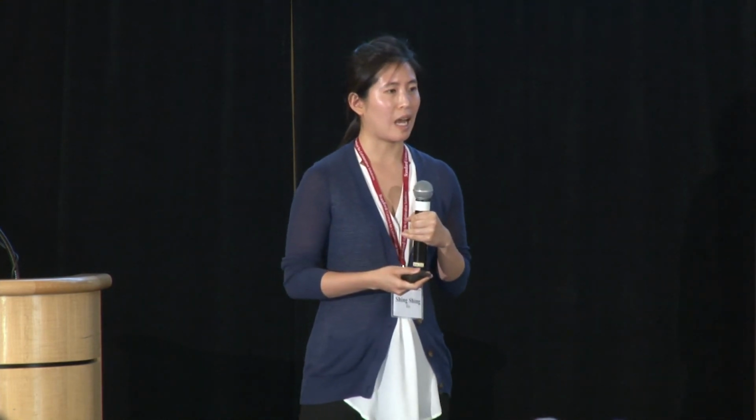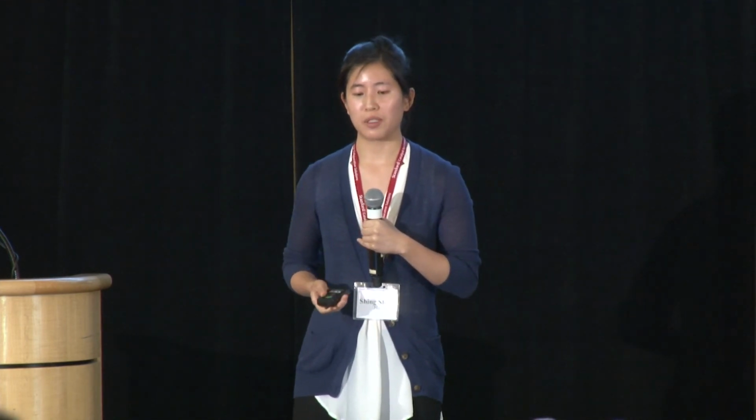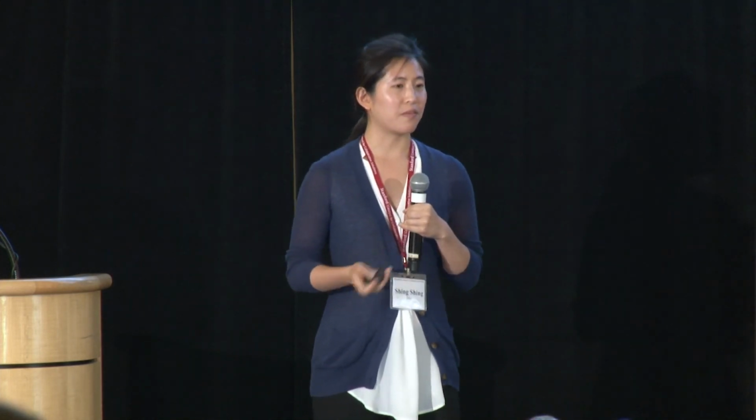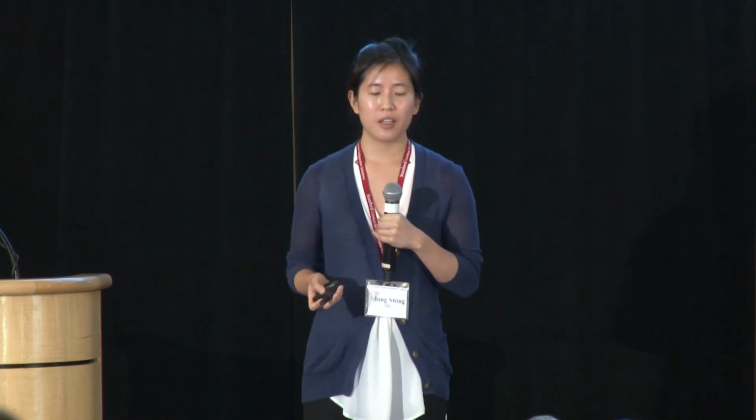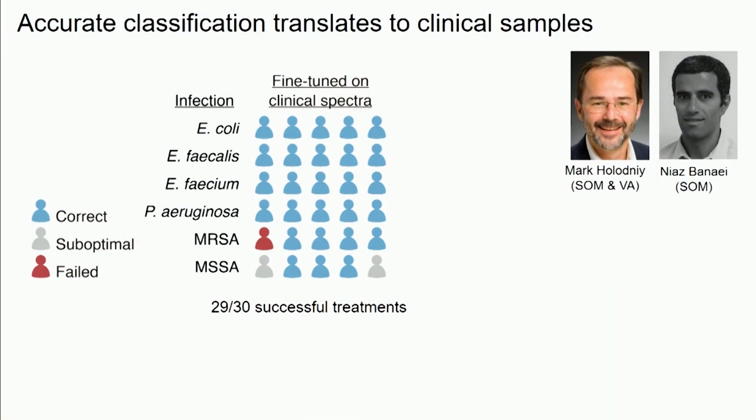But we wanted to see how this translates to clinical samples. So with the help of our teammates in the School of Medicine and the VA hospital, Mark and Niaz, we gathered 30 patient isolates from 6 different bacterial classes. We took the pre-trained neural network that had already seen all of our previous data set, and we fine-tuned it on a small amount of clinical spectra.